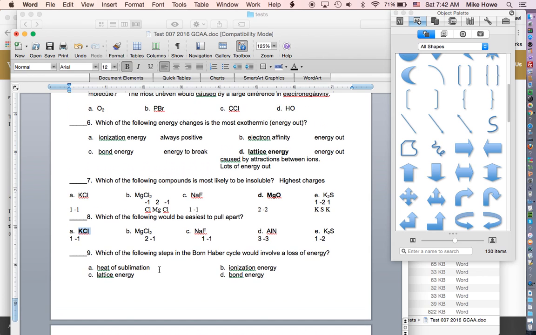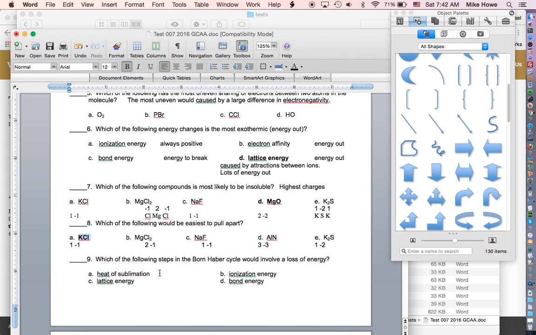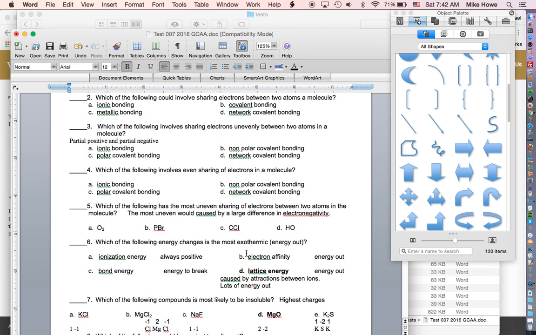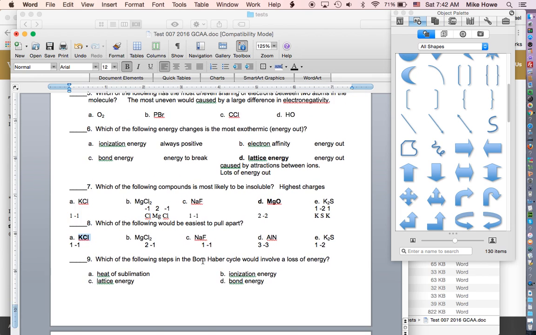All right, this is question number 9 now. Which one involves a loss of energy? It would be the one we talked about a minute ago, up here with lattice energy and electron affinity and so on. The only one here that actually releases energy is lattice energy. So your answer is C.